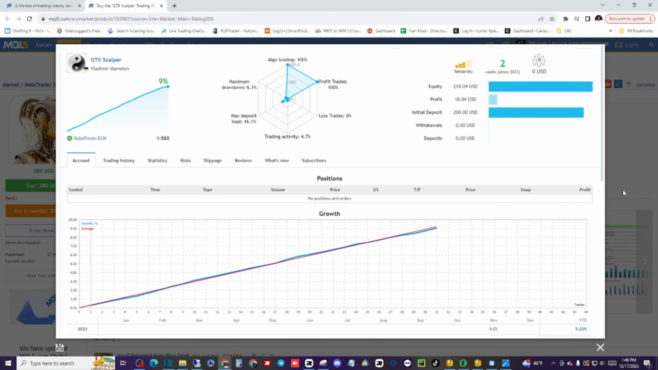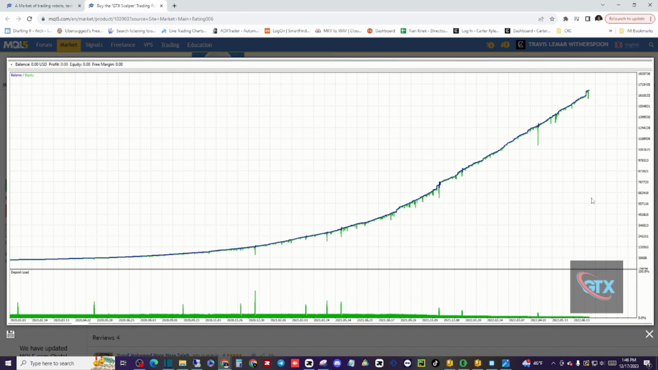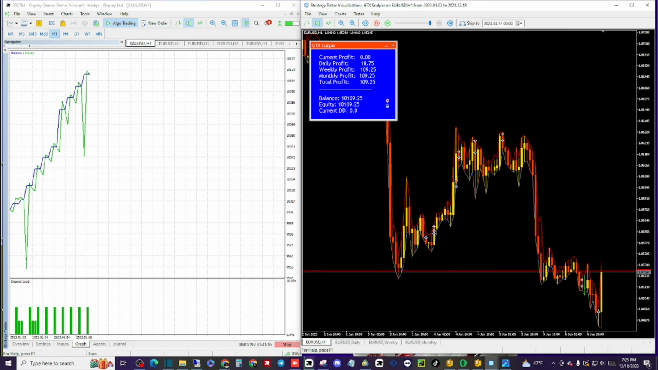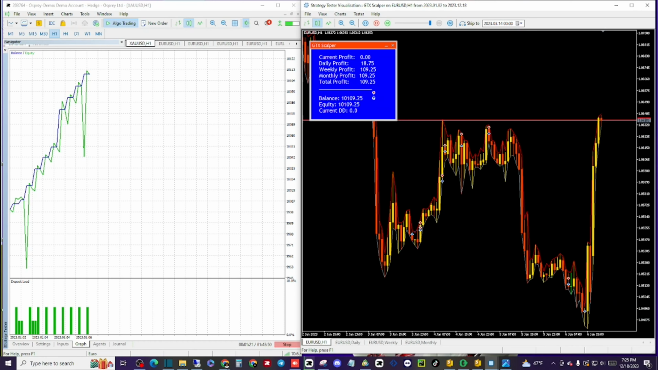What had me so curious about the GTX Scalper is that looking back at its back testing numbers, it looks very comparable to some of the better projects that we have taken a look at before, like the AI Meta and the Bonita EA, at a third of the cost.